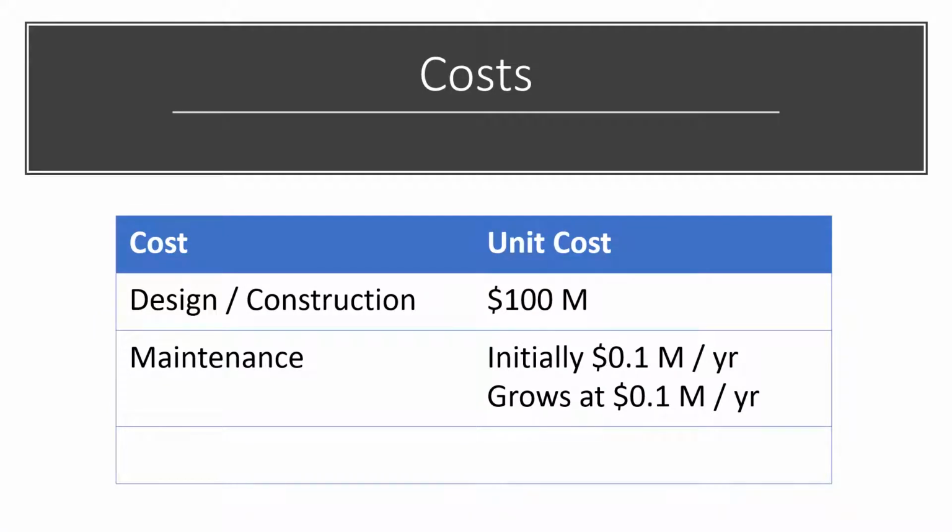So the costs, again, I'm just making up these costs. Imagine we have $100 million for design and construction, and then maintenance on the bridge is initially going to be 0.1 million, or $100,000 per year, and it's going to grow at a rate of $100,000 per year because, as you can imagine, as the bridge gets older, the maintenance costs are going to be going up. So these are all our benefits and costs.